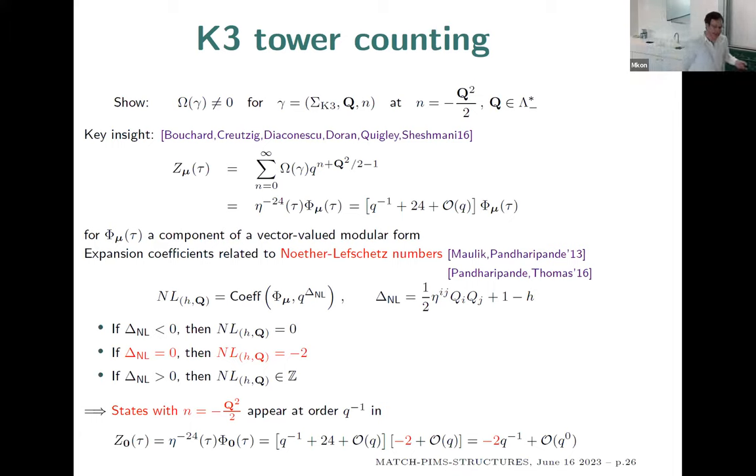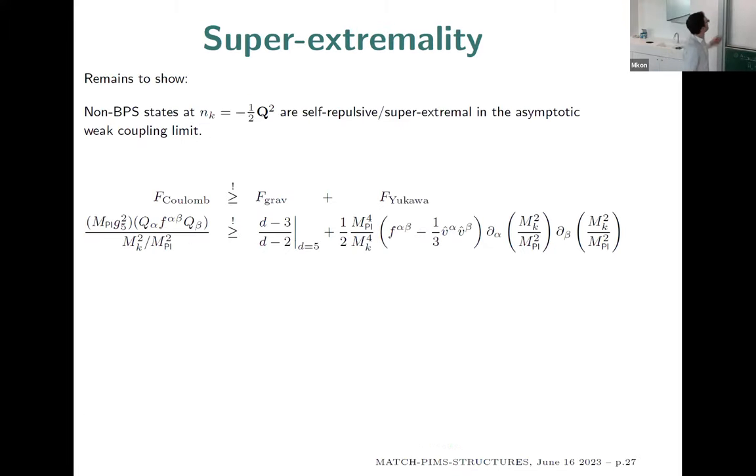And now what's left for us to do is to show that this tower of states, tower meaning, if I take the charge Q negative, then I can always find an N such that a state exists. And of course, any multiple of Q also exists because I just multiply N by the corresponding multiple. Hence, I have a tower. What we need now is to show that this tower is in fact super extremal, that it satisfies the physics conjecture. So we have to look at this form of self-repulsiveness condition. We have to look at the specific states.